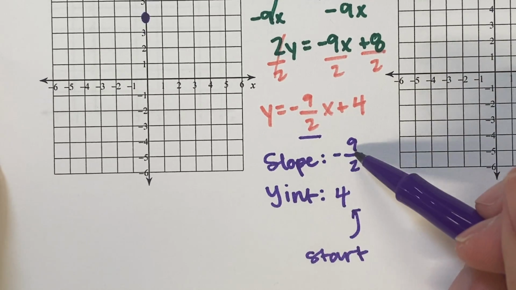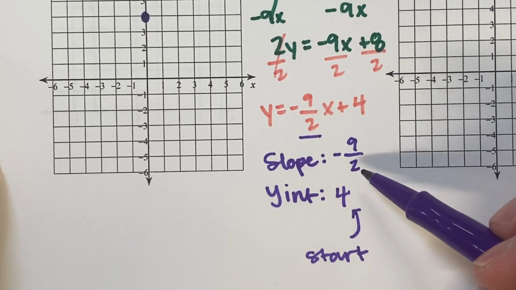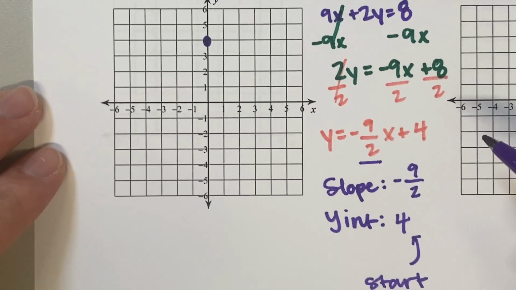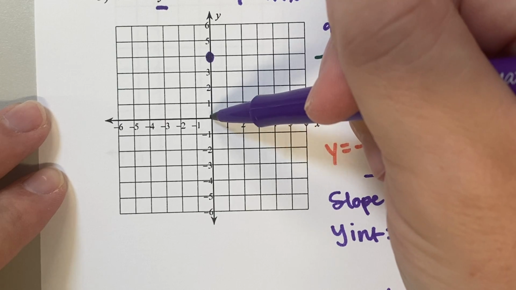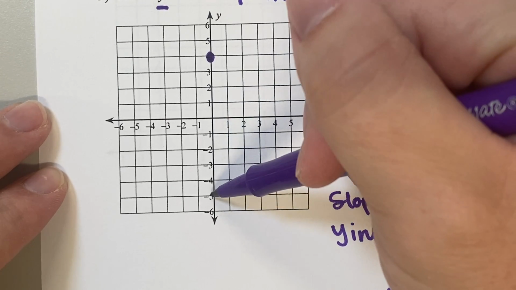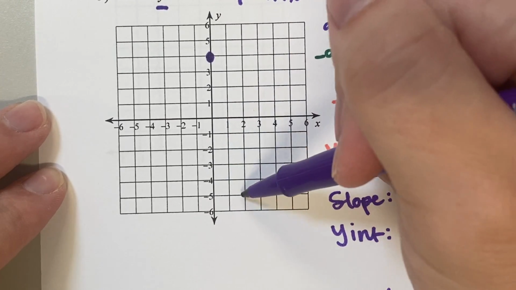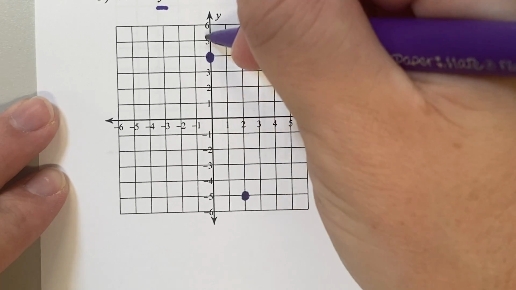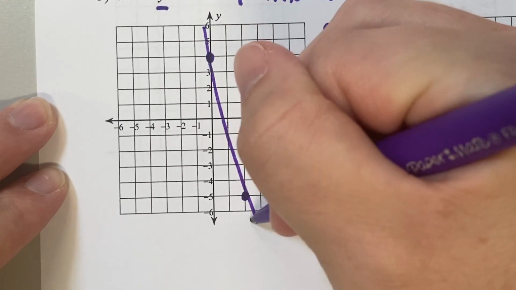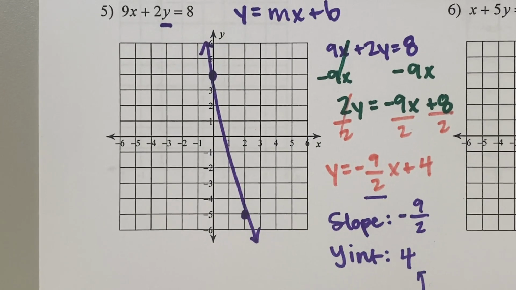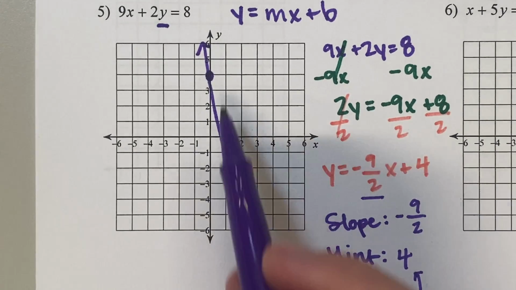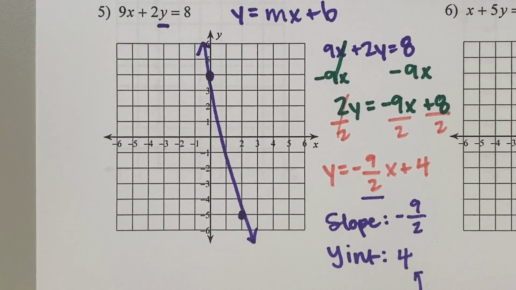Okay, and our slope is negative 9 over 2. Remember, rise over run. Well, it wants us to go down because it's negative. So from positive 4, we're going to go down 9. 1, 2, 3, 4, 5, 6, 7, 8, 9. And over 2. 1, 2. Okay, and there is our first line. Okay, so that's the graph for the original function.